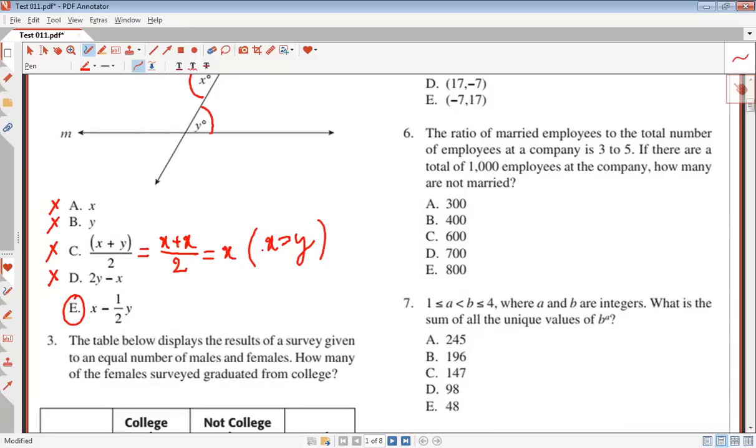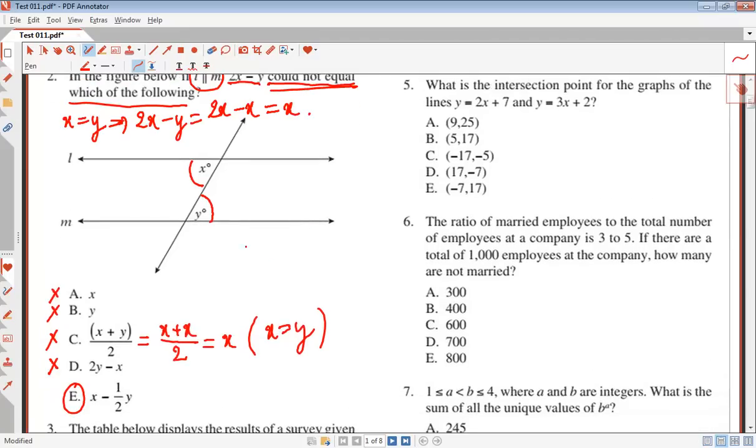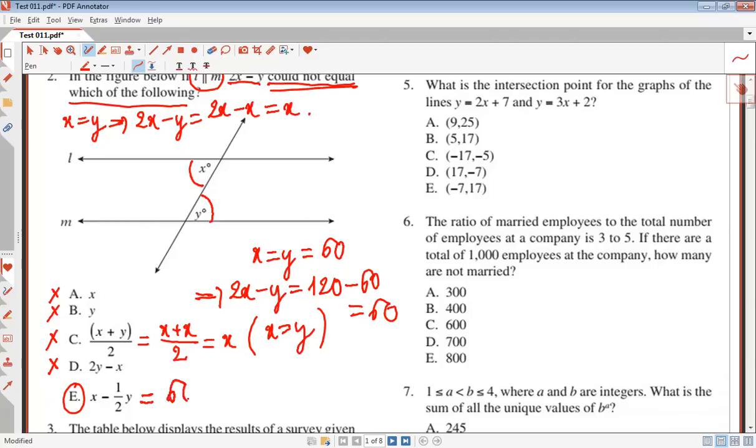Now we can choose some number to check. For example, if we take S equal to Y equal 60, and so we will have 2 times S subtract Y equal to 120 subtract 60, it is 60, and here we have 60 subtract 60 divided by 2, it is 30. They are different.